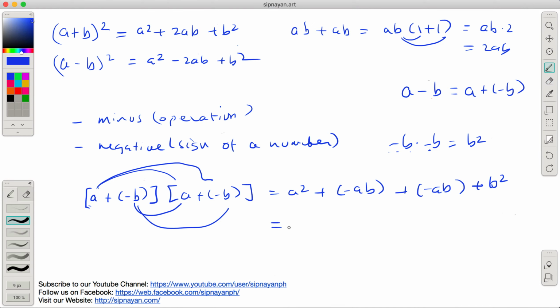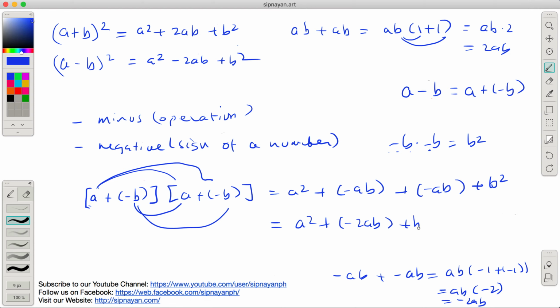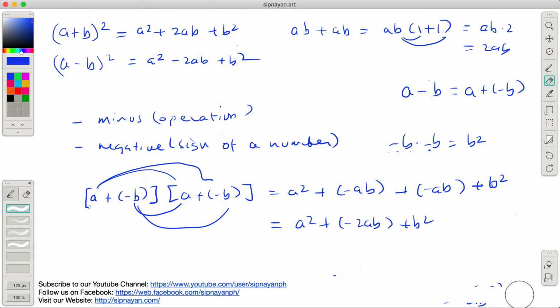Okay, so, ayun. Ito, we have A squared, negative AB plus negative AB. Ganon din, pwede nating i-factor out yung AB. Magiging negative 1 plus negative 1, which is AB times negative 2, which is negative 2AB. Okay? So, plus pa rin tayo, di ba? Negative 2AB plus B squared. Pero, may plus negative tayo, sa pinaka last answer natin, mas maganda na konti yung operations. So, imbis na plus negative, babalik natin siya sa A squared minus 2AB plus B squared.